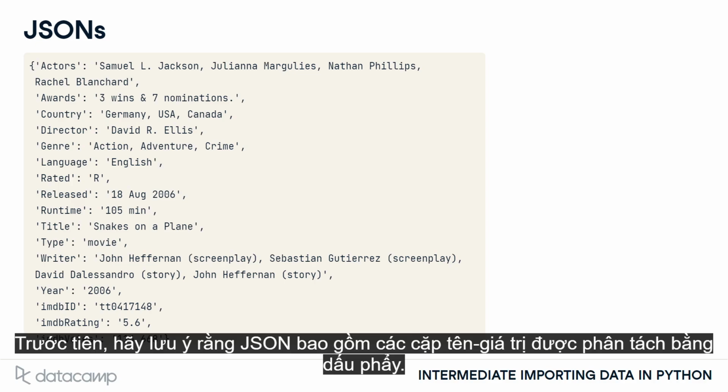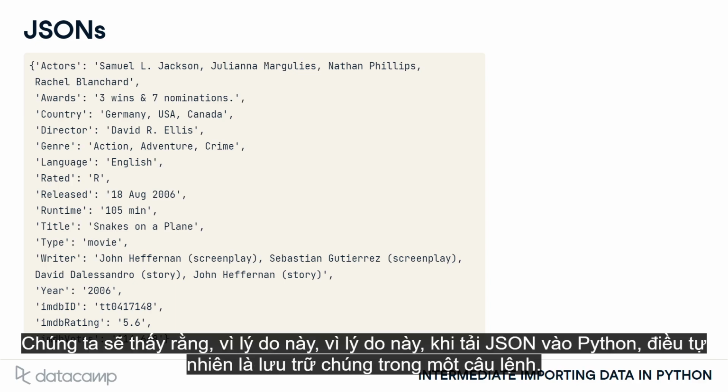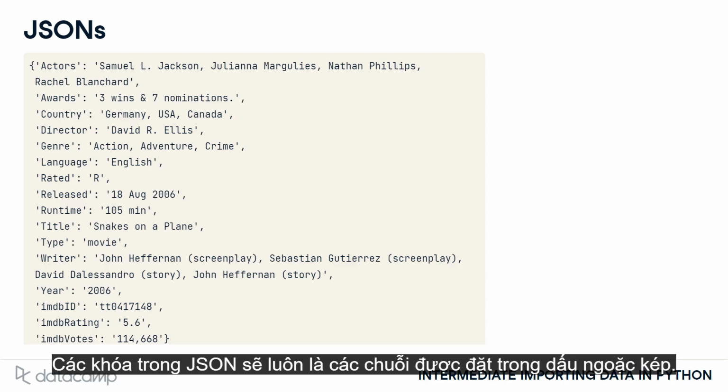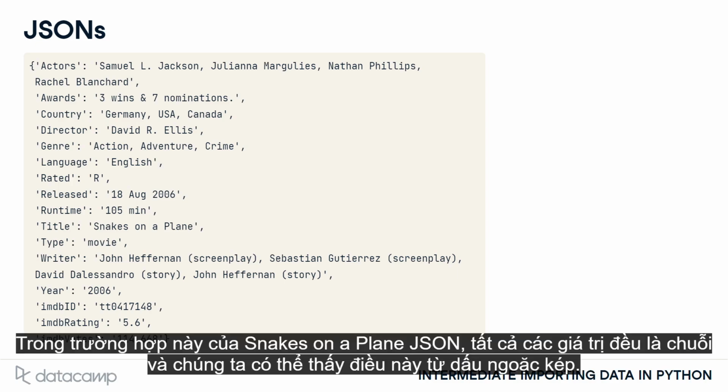First, notice that the JSON consists of name-value pairs separated by commas. This will remind you of the key-value pairs in a Python dictionary. We'll see in a minute that, for this reason, when loading JSONs into Python, it is natural to store them in a dict. The keys in JSONs will always be strings enclosed in quotation marks. The values can be strings, integers, arrays, or even objects. Such an object can even be a JSON, and then you have nested JSONs, but we won't go further into these here. In the case of the Snakes on a Plane JSON, all the values are strings, and we can see this from the quotation marks.